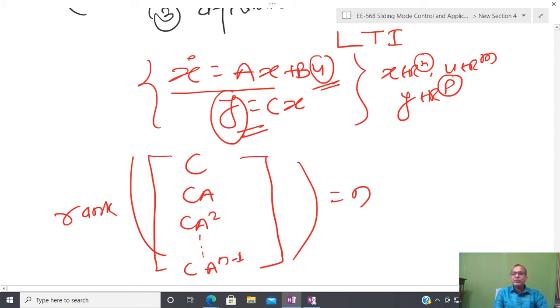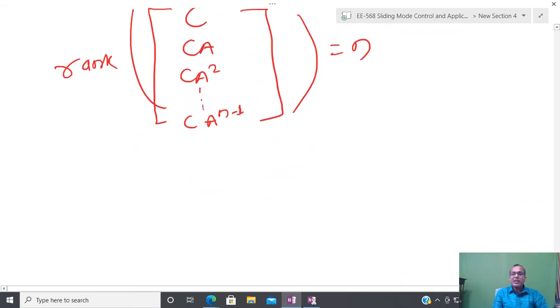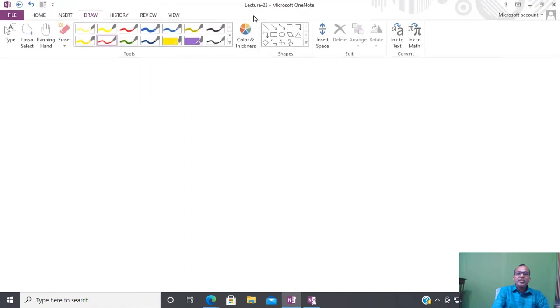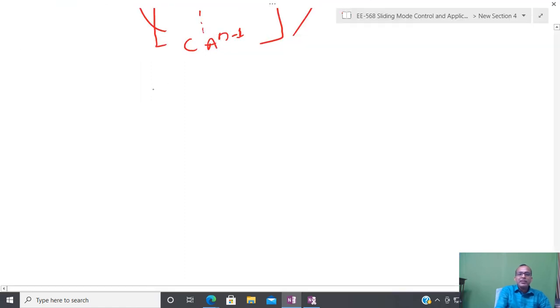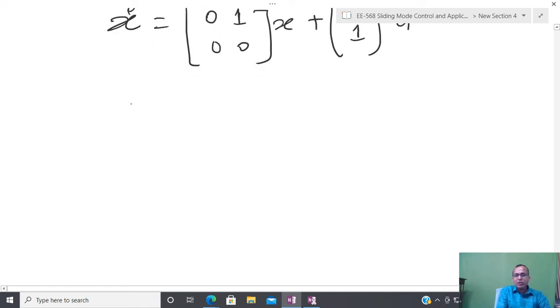So let us first try to see. Without proof I have stated this, and now try to see your system. In your system, if you see carefully, x1 dot equals x2, so I have a system like this, x dot equals 0 1 0 0 times x plus 0 1 times u, and I have information of output y. I am assuming that I just have information of x1, so I can write it like this. Does anyone have confusion on this representation?